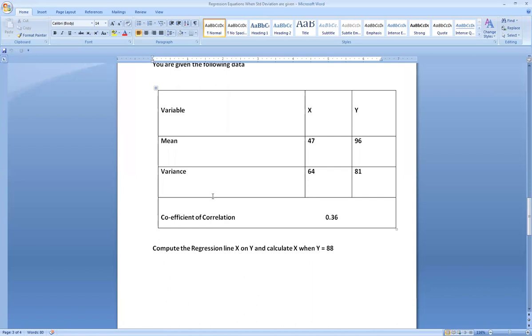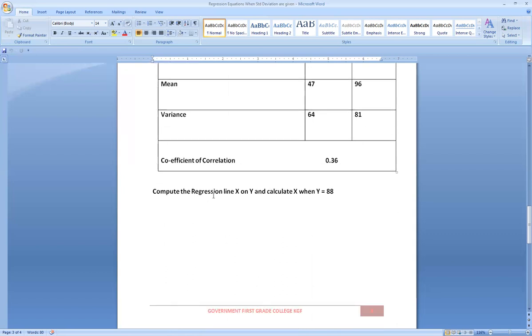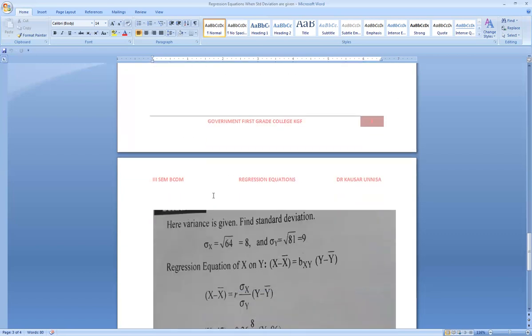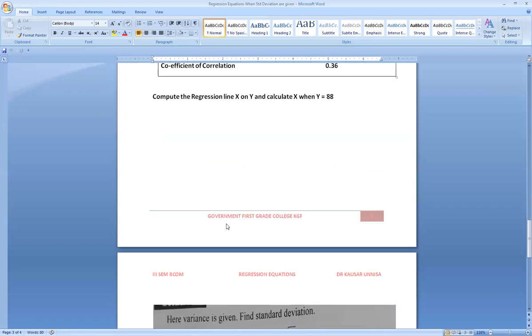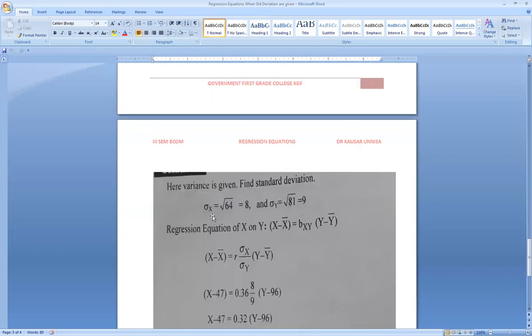See, when the variance values are given, we can very easily calculate standard deviation x and standard deviation y. Standard deviation is nothing but the root of variance. So standard deviation x equals root of variance. The variance value for x is given as 64 and for y is given as 81. So square root of 64 is 8, and the square root of 81 is 9. Now the standard deviation x is 8, standard deviation y is 9.